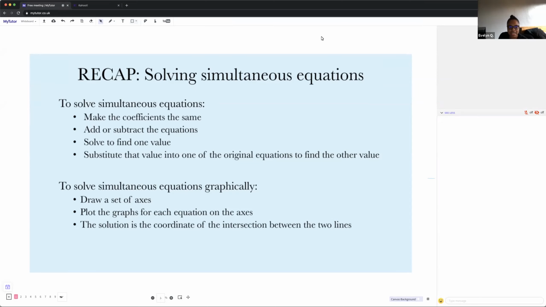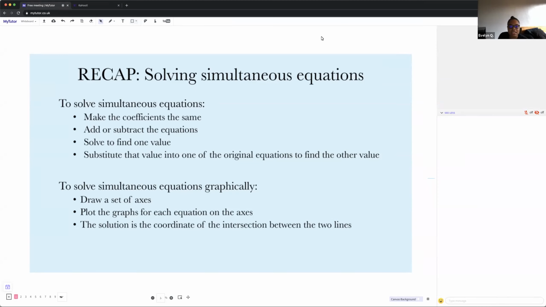We're going to start today's session with going through the recap of yesterday's session, but the remainder of the lesson will be focused on solving quadratic equations. So let's start with our recap.